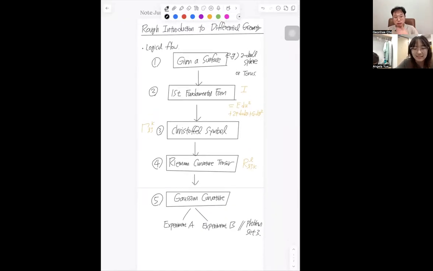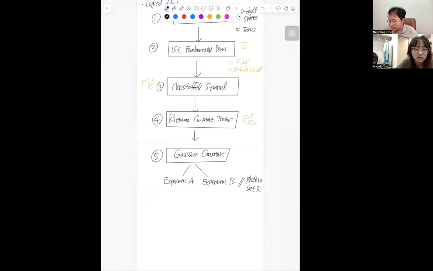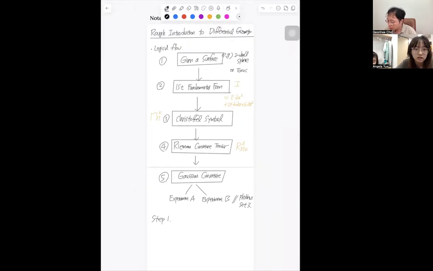Okay, so today let's clarify each of the numbers, including the computational recipe. Let's just look at each step. So step one. It's about the surface.